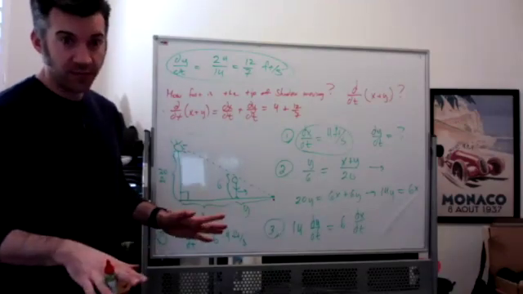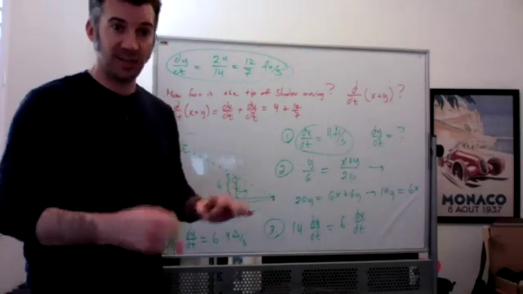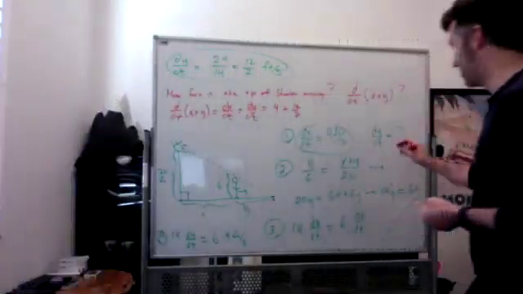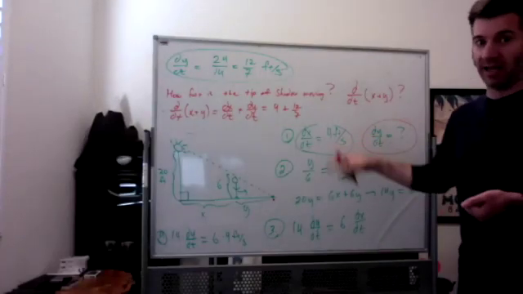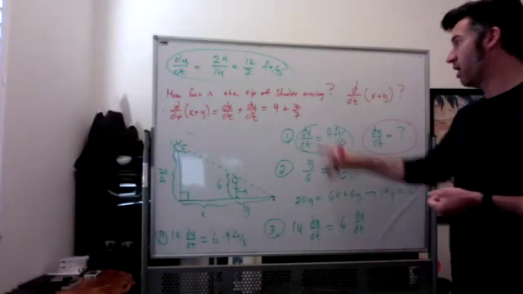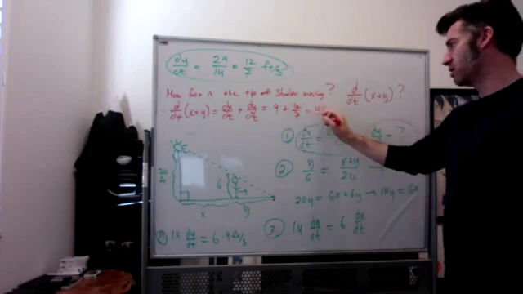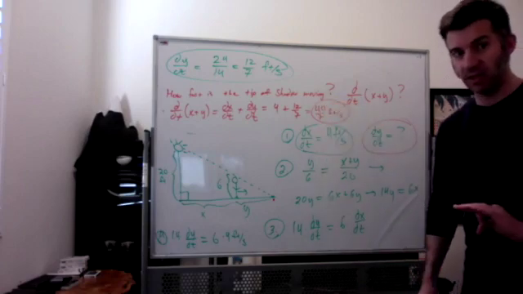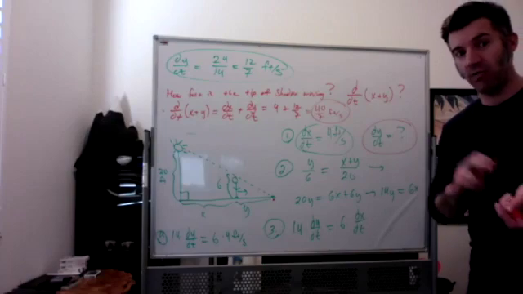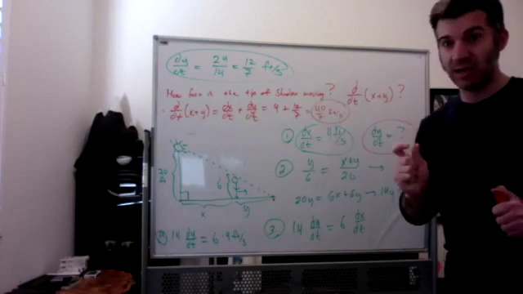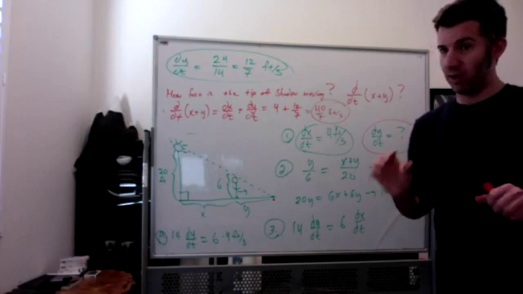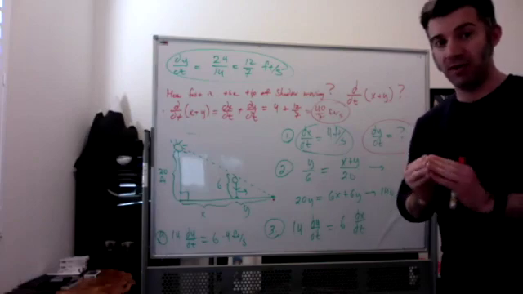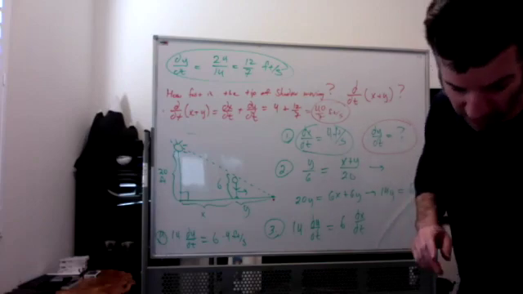So if someone ever asks you how fast is the tip of the shadow moving, I strongly encourage you to first answer the question, how fast is the length of the shadow increasing, and then add on how fast they're walking. It's easier that way. 4 plus 12/7 is going to be 40/7 of a foot per second. But that is definitely the best way to do this type of problem. So if you ever see a shadow problem like this, make sure you read it very carefully to make sure whether they're asking how fast the length of the shadow is increasing or how fast the tip of the shadow is moving. It is a difference.